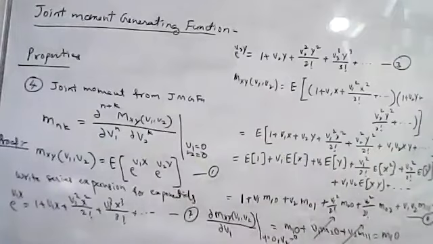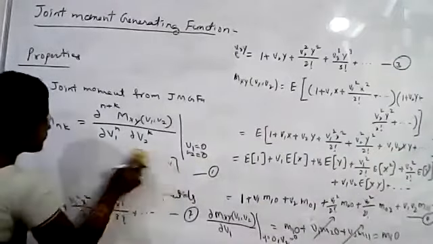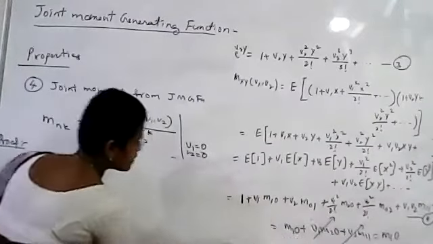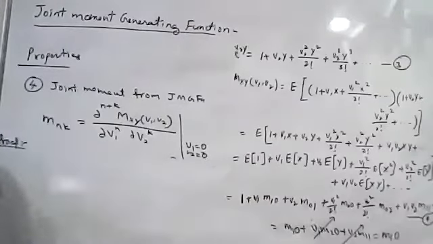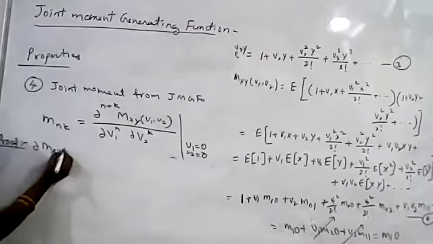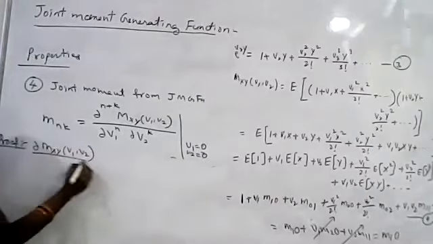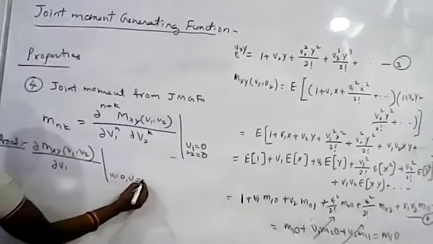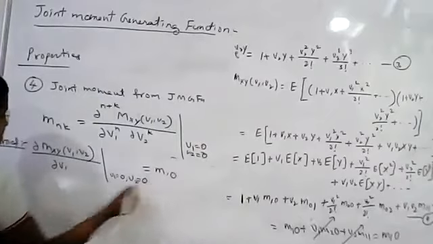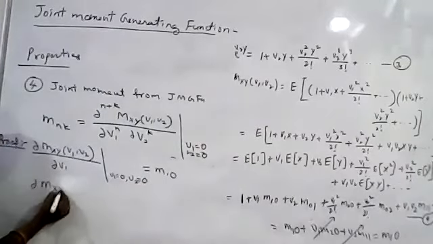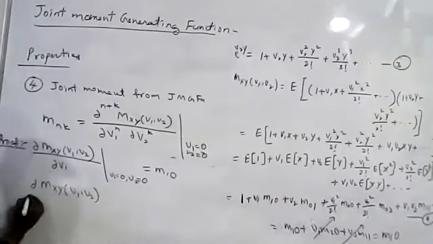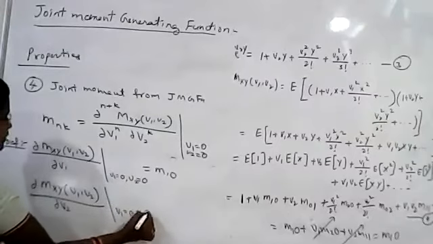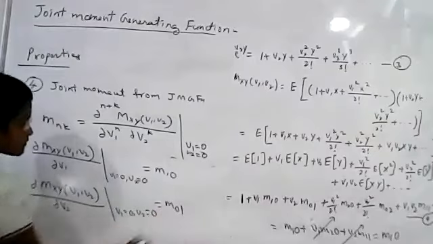Similarly, if you do partial differentiation with respect to v2, then substitute v1 is equal to v2 is equal to 0, what will we get? Dou mxy of v1 comma v2 by dou v1, this one we have discussed. Substituting v1 is equal to 0, v2 is equal to 0, we got m10. Similarly, if you partially differentiate with respect to v2 and substitute v1 is equal to 0 and v2 is equal to 0, we get m01.